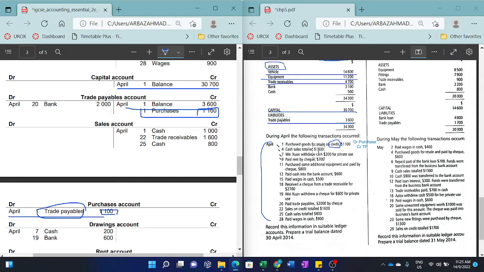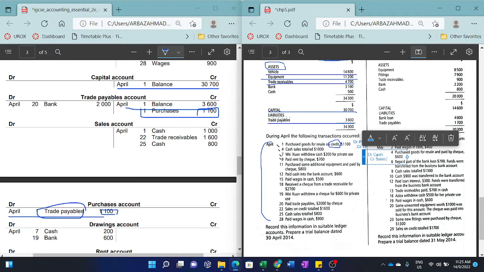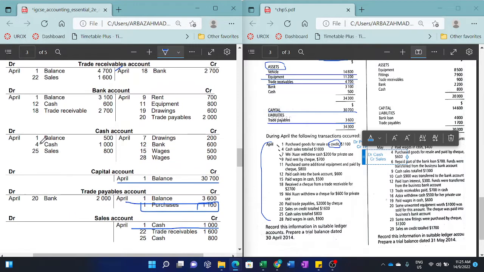Cash sales totaled 1000. So I receive cash, I debit cash, and I credit my sales. Okay, for this one, I go into my sales, I credit my sales, and I debit my cash here. Then the owner withdrew cash 200 for private use. So what I'm going to have: I debit drawings and I credit cash. Yes, cash.